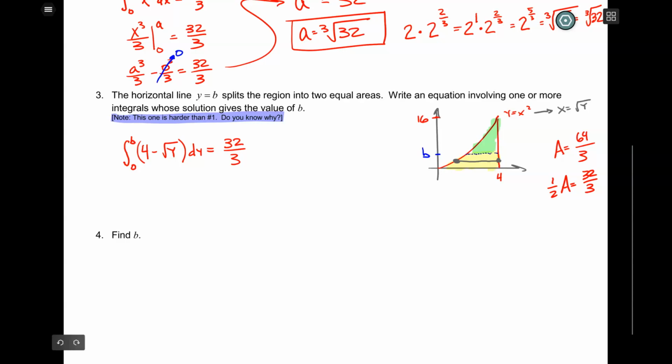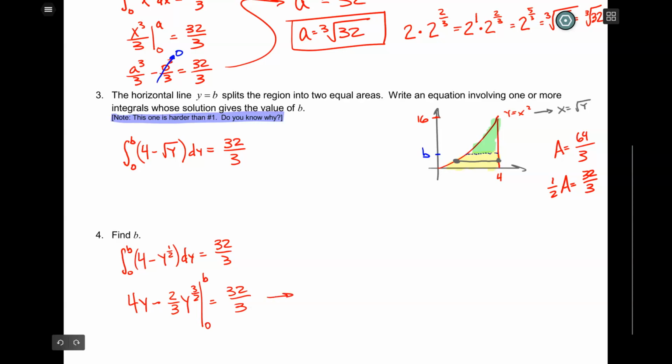Last but not least here, it says to find b. So I'm going to give you a heads up. Let's just take a look at what happens with this integral when we try to evaluate it. So I'm going to go from 0 to b of 4 minus y to the 1/2 power, set that equal to 32 over 3. So that's going to be 4y minus, let's see, y to the 1/2 becomes y to the 3/2, 2/3 y to the 3/2 equals 32 thirds. I forgot to show my limits of integration there from 0 to b.